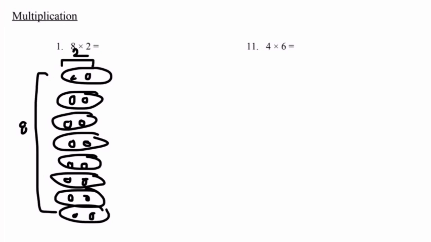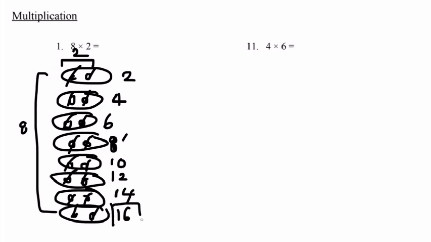Now let's add up the total to find our final answer. 1, 2, 3, 4, 5, 6, 7, 8, 9, 10, 11, 12, 13, 14, 15, 16. Our final answer is 16. 8 groups of 2, or 8 times 2 equals 16.